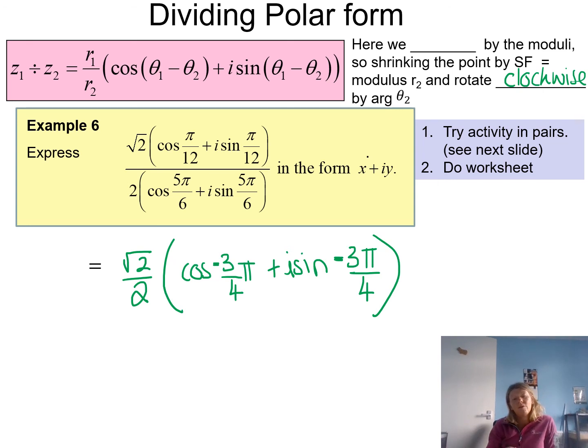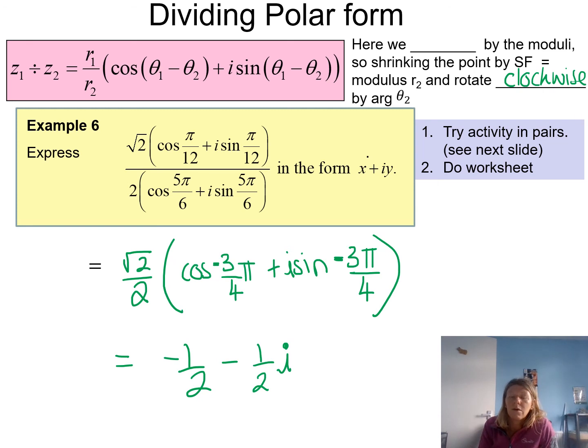So if it said polar form, we leave it there. But then it says x plus iy, so just stick it in the machine. And finally, you can mess about with that, but that comes out at minus a half, minus a half i.